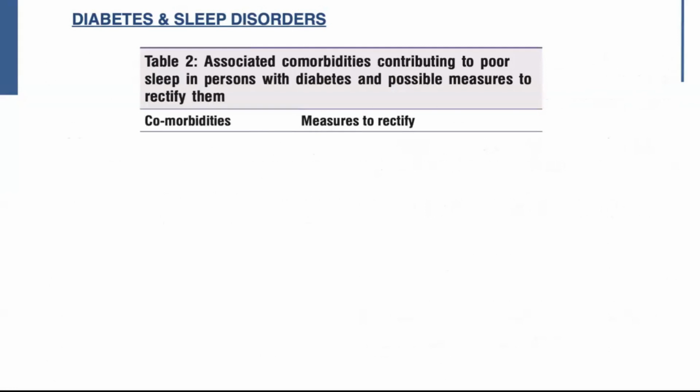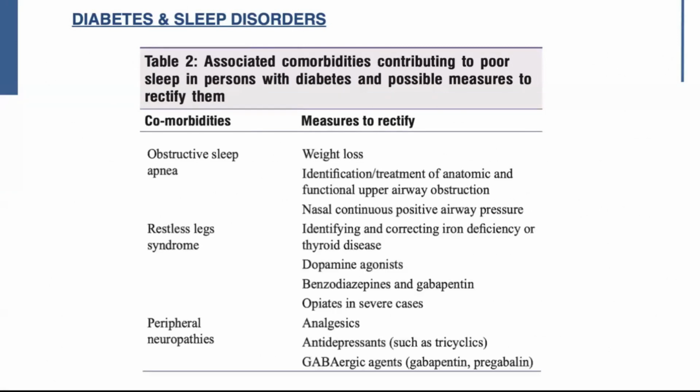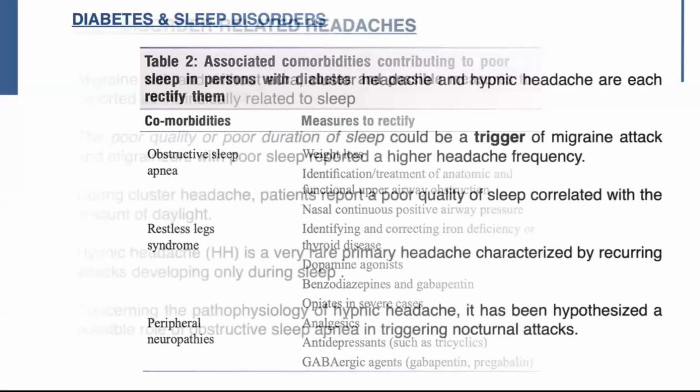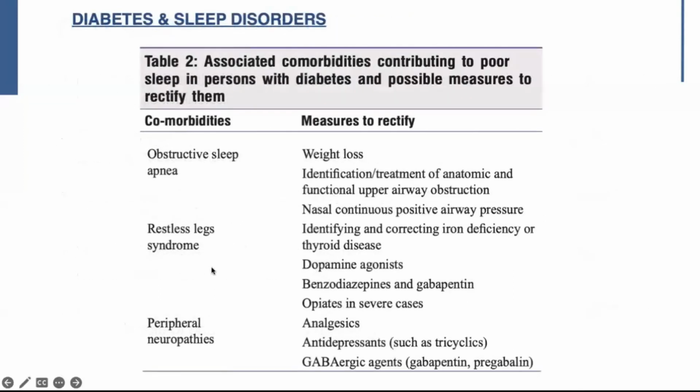So various comorbidities can contribute to poor sleep in patients with diabetes, as we can see here: OSA, restless leg syndrome, or peripheral neuropathies. All these comorbidities should be screened for and addressed in these patients for improving their sleep health.